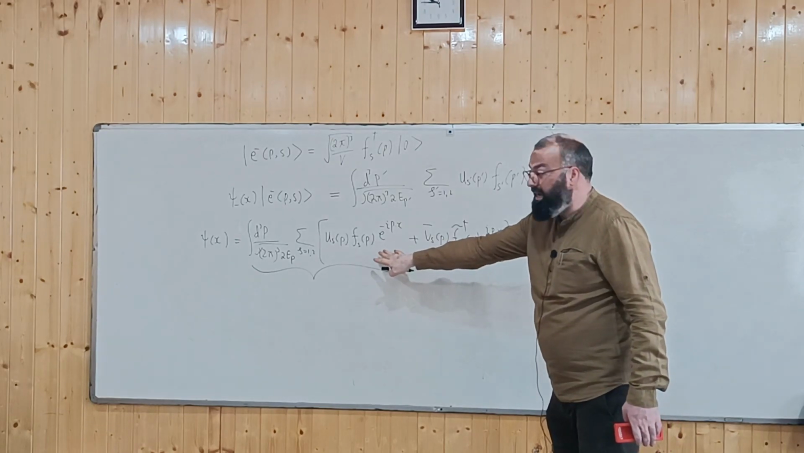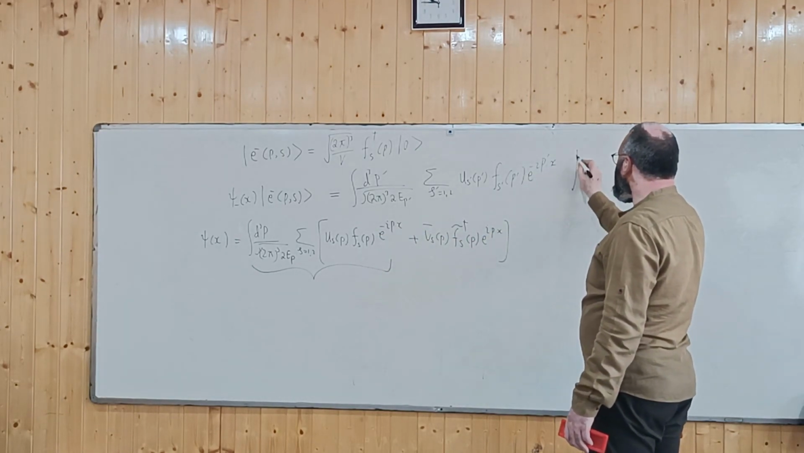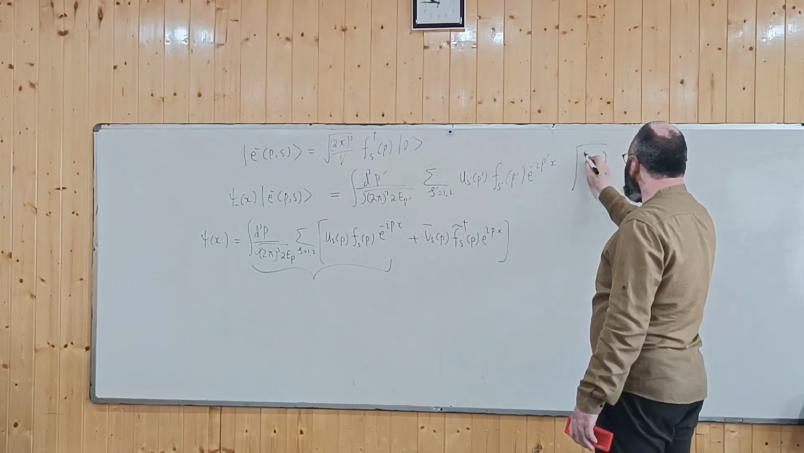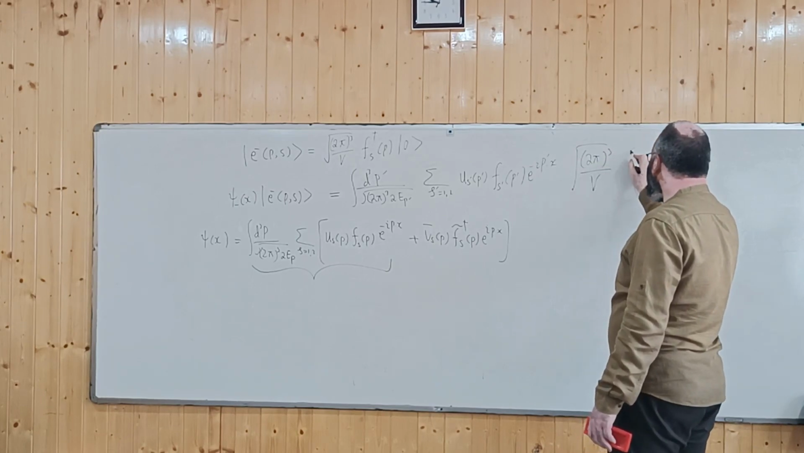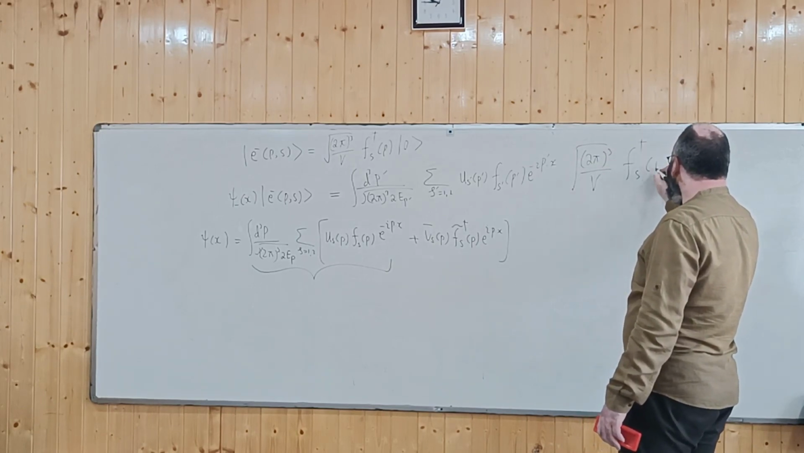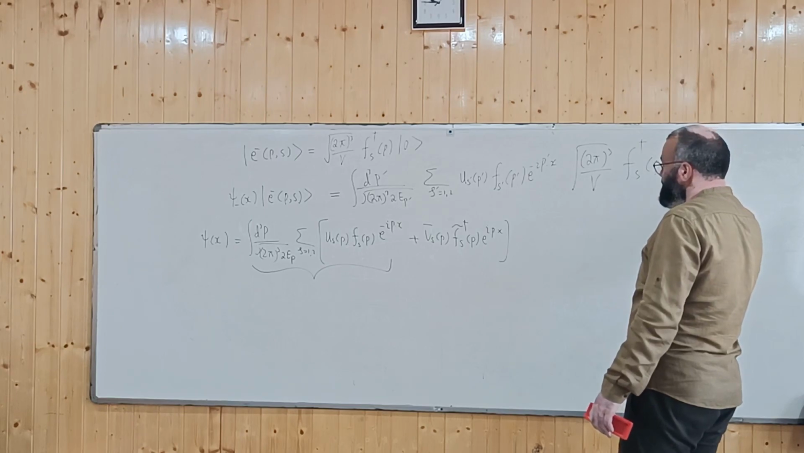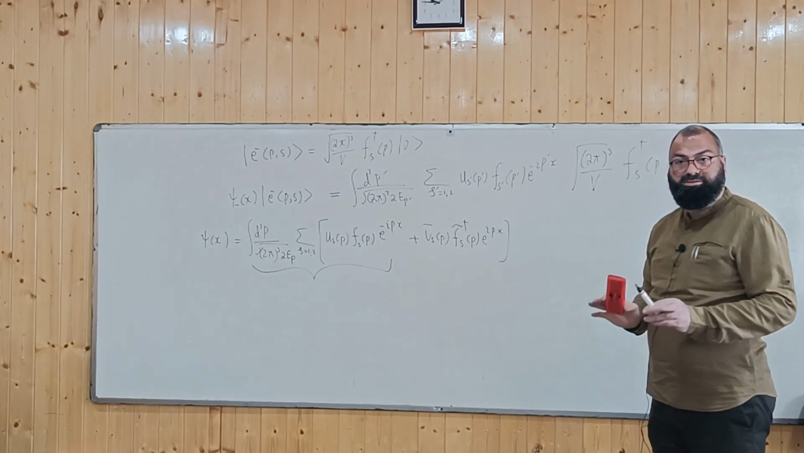So it is this very psi minus. Then you are having root of (2 pi) cube, divided by V, f dagger s of p acting on the vacuum. Clear?